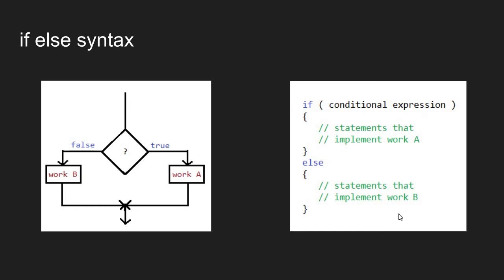So I will always execute either the if code block or the else code block. I can never do both. I can never do neither. I always have to do one or the other. The if code block runs if the conditional expression is true. The else code block runs as if the conditional expression is false.